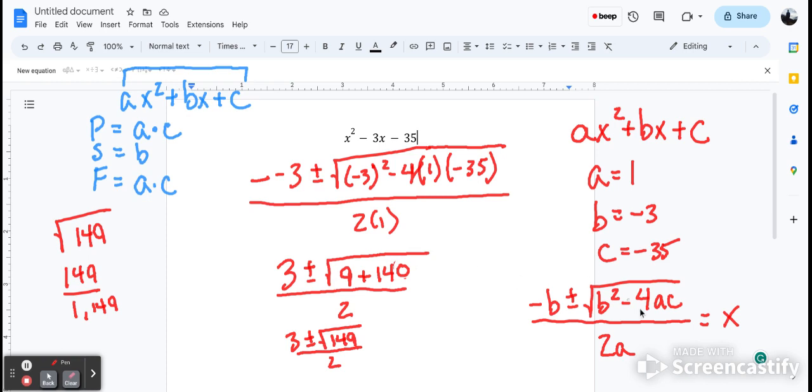And so remember back over here, we say that this is equal to x. So this is where your two solutions came into play. Because my two solutions are, I have x is equal to 3 plus the square root of 149, sorry about that, over 2. And I have x is equal to 3 minus the square root of 149 over 2.